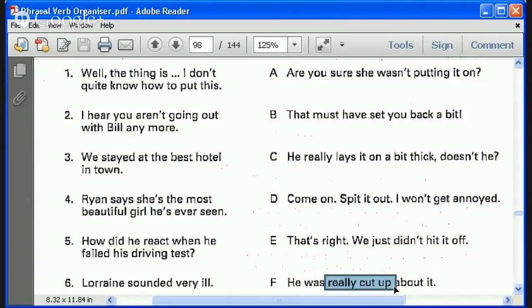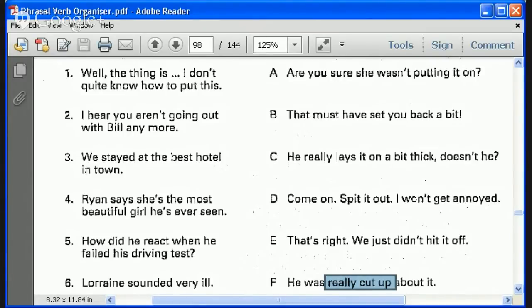And if we mean it, if we have that meaning, really emotionally hurt, we're almost certainly going to use the adverb with it. We might use a different adverb, however. I could say he was terribly cut up. Possibly. But I probably would never say he was cut up about it. It's kind of a little strange thing, but sometimes it actually makes the meaning clearer if we're adding an adverb.